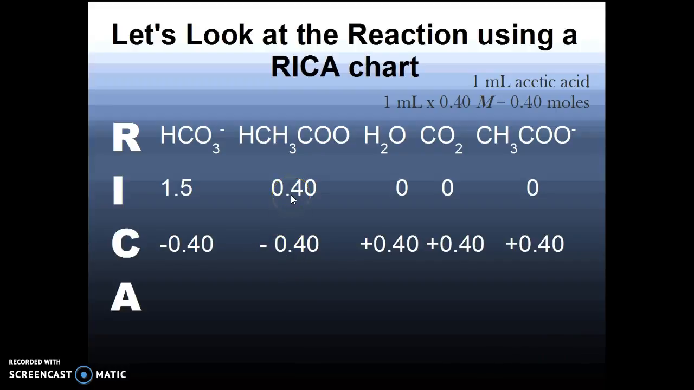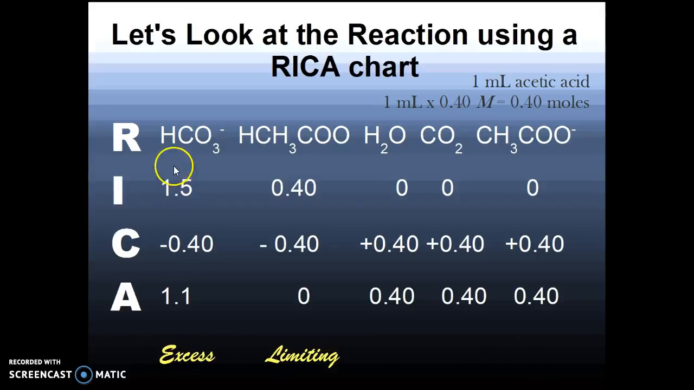We know that we added 0.4 millimoles of acetic acid. So we can't react any more than that, and that will react with only 0.40 millimoles of the sodium hydrogen carbonate. It will produce the same amount of water, carbon dioxide, and acetate ion, 0.4. We then subtract and add those numbers to the initial, and we see that in the end, in the 1 milliliter flask, 1 milliliter of acetic acid added, we have 1.1 millimoles of the hydrogen carbonate left, we have no acetic acid left, and we produce 0.4 millimoles of water, carbon dioxide, and acetate ion.